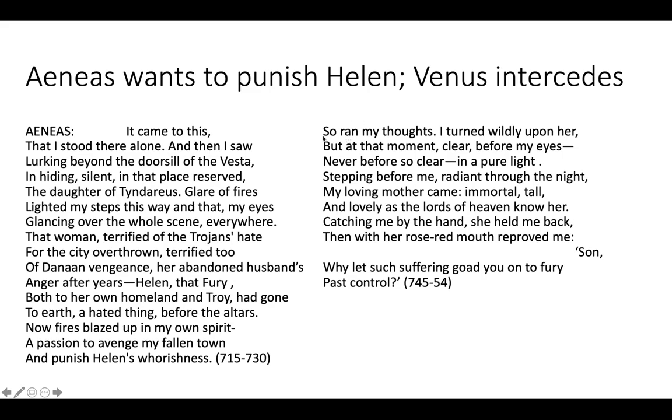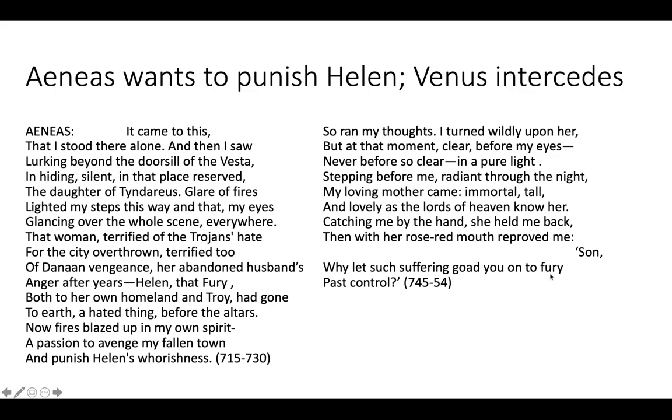I turned wildly upon her, but at that moment, clear before my eyes, never before so clear in a pure light, stepping before me, radiant through the night, my loving mother came, immortal, tall, and lovely as the lords of heaven know her. Catching me by the hand, she held me back, then with her rose-red mouth reproved me. Son, why let such suffering goad you on to fury past control?